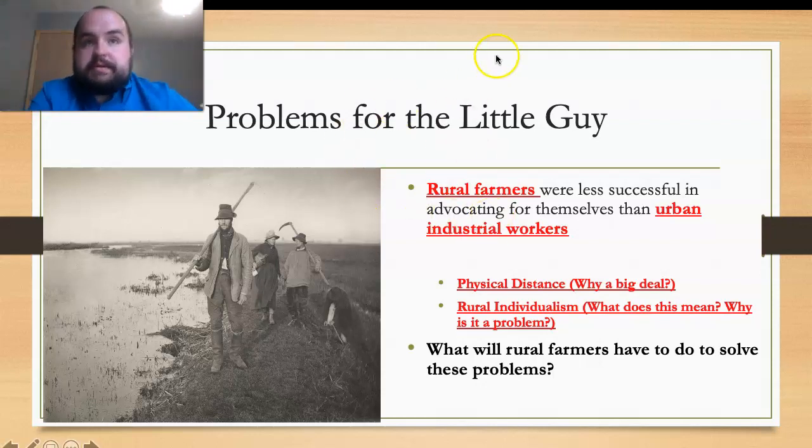Rural individualism is something we'll keep talking about quite a bit in this class as well. It's essentially that Jefferson farmer ideal. I don't need anybody else. I can be an independent farmer and just take care of myself. A lot of these people bought into that idea that they didn't need the government's help. They didn't want to get involved with the big government.